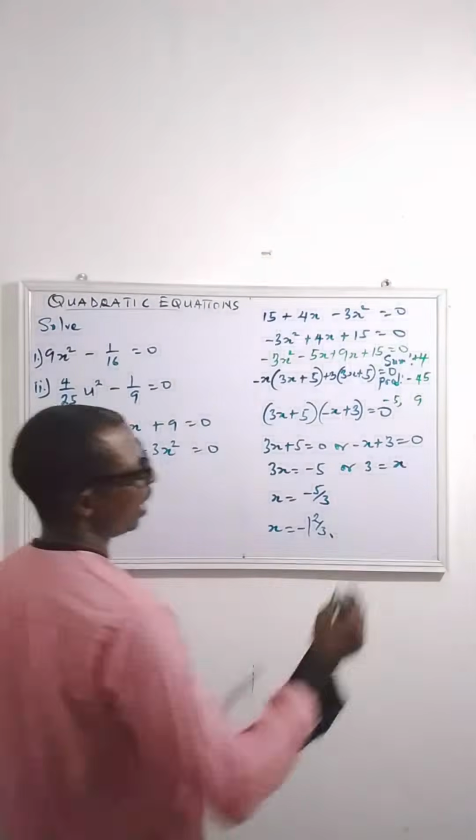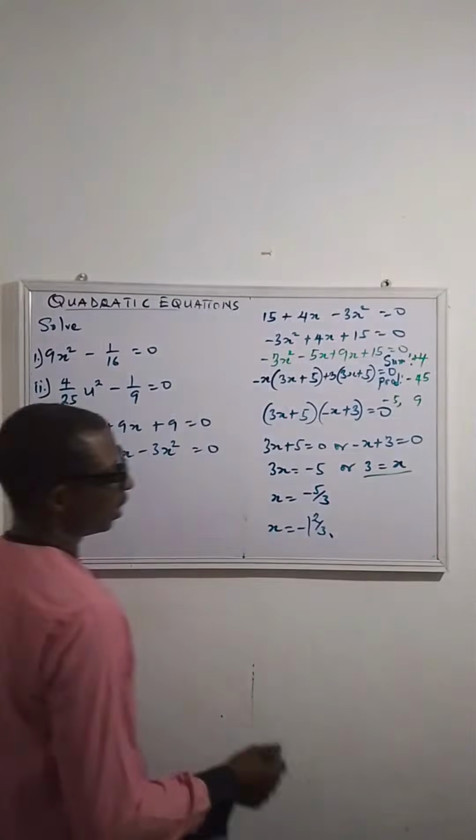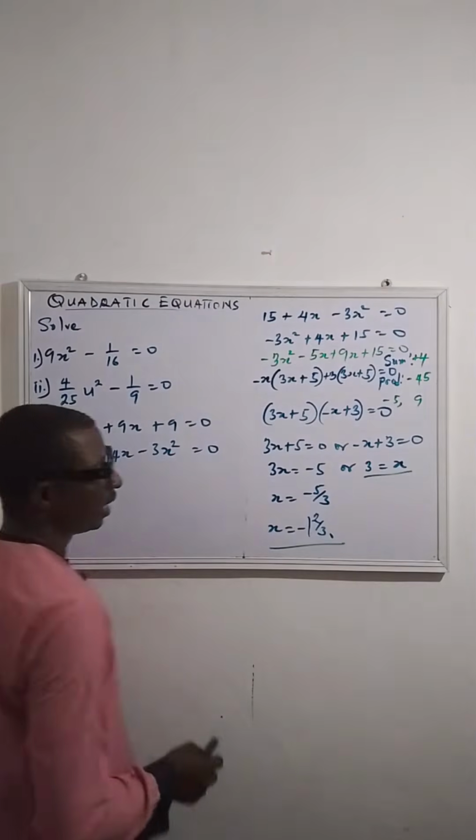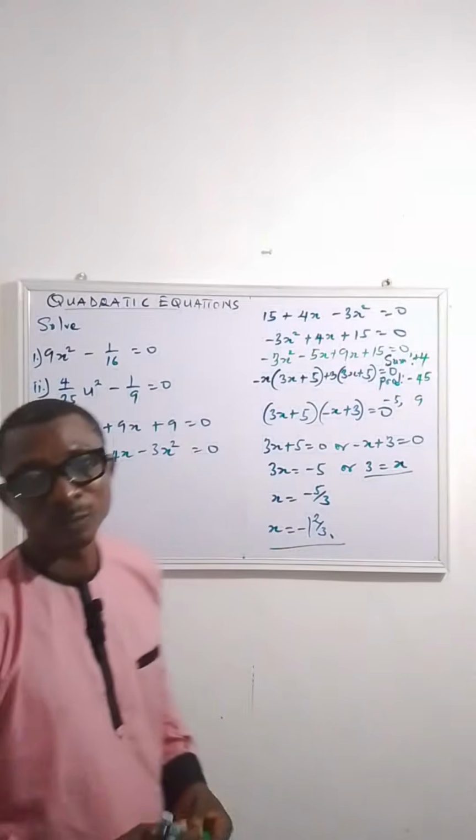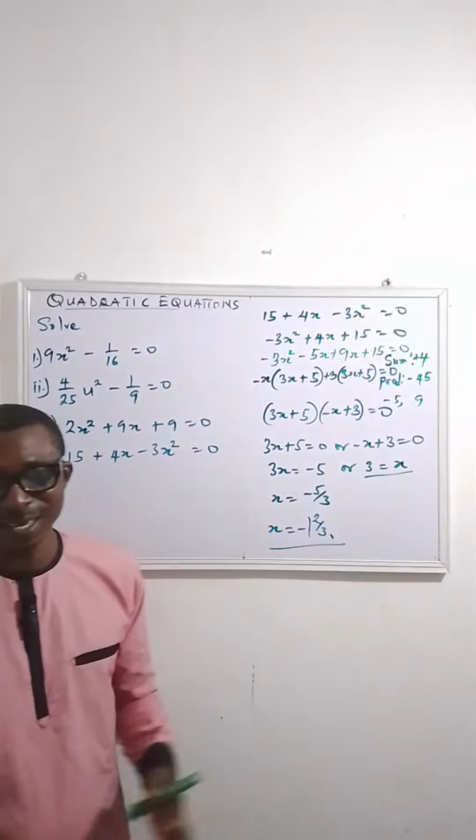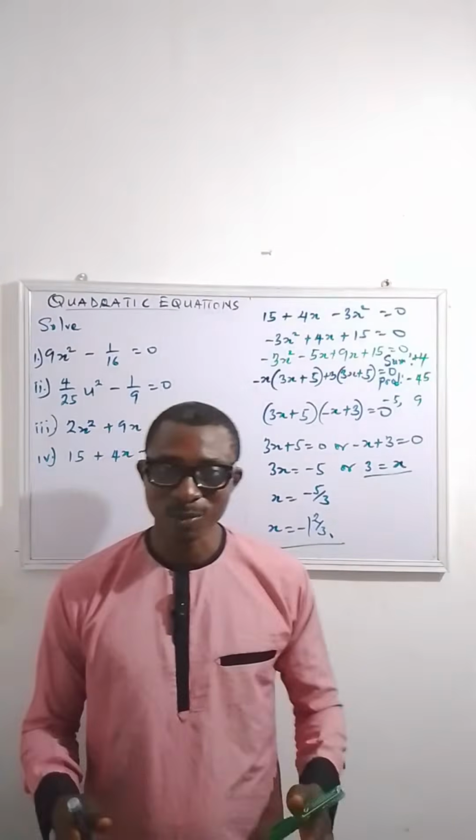So we have x is what? 3 and x is negative 1 whole number 2 over 3. Okay, so we are going to be stopping here.